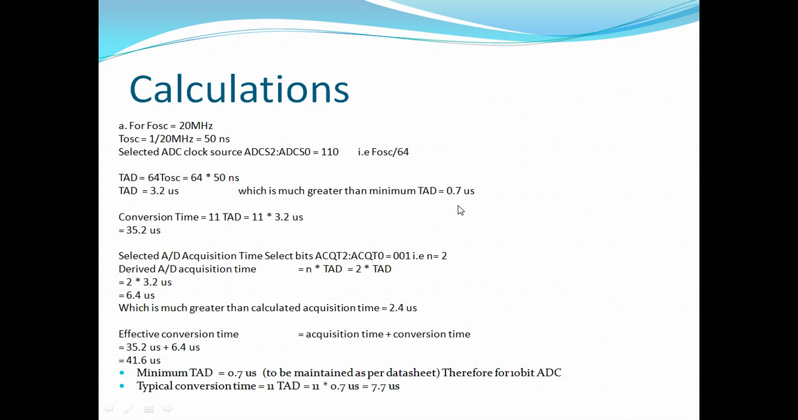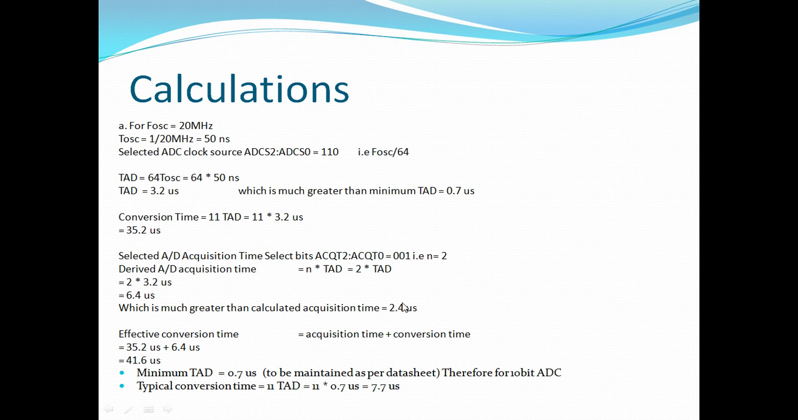The typical minimum time required for conversion is 0.7 microsecond. So it is higher if I select FOSC by 64. Then typical conversion time is calculated by using this fixed formula: 11 into TAD. So 11 into 3.2 microsecond is equal to 35.2 microseconds. And here you can see the acquisition time is selected as twice of TAD. This much time is required for acquiring the analog input signal, 6.4 microsecond.